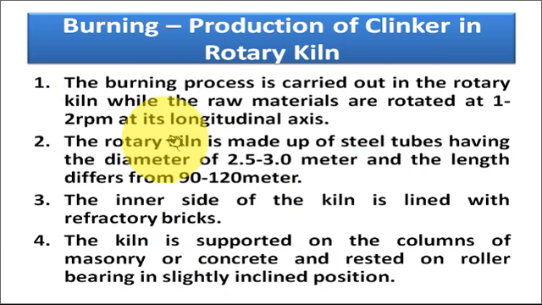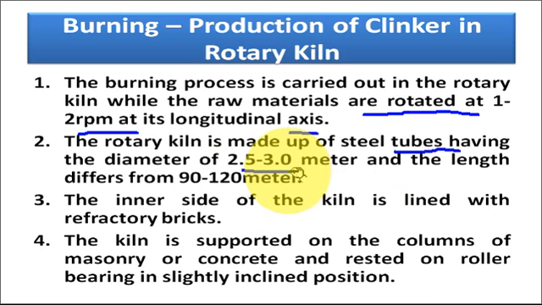I am again repeating, the burning process is carried out in the rotary kiln, in which the raw materials are rotated at 1 to 2 rpm about its longitudinal axis. The rotary kiln is made up of a steel cylinder or tube having a diameter of 2.5 to 3 meters and a length of 90 to 120 meters. The inner side of the rotary kiln is lined with refractory bricks. The kiln is supported on concrete columns and rested on roller bearings, and it is in a slightly inclined position.